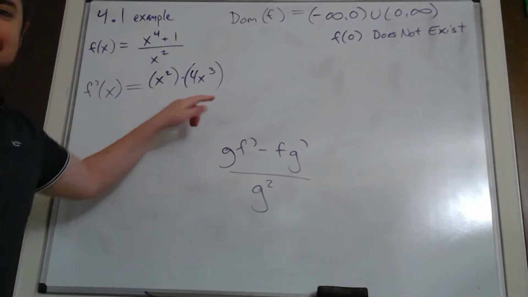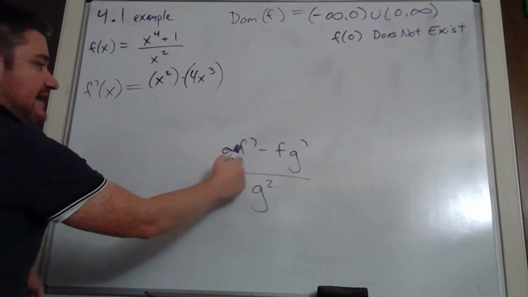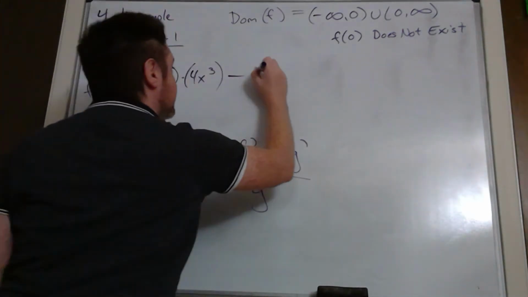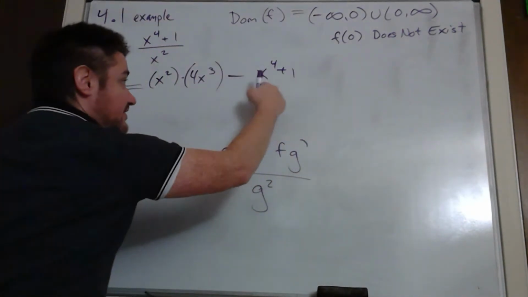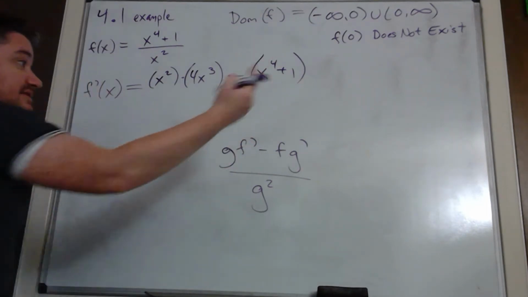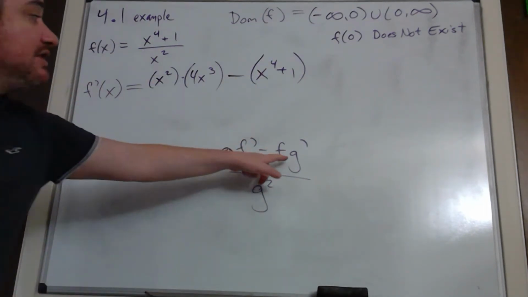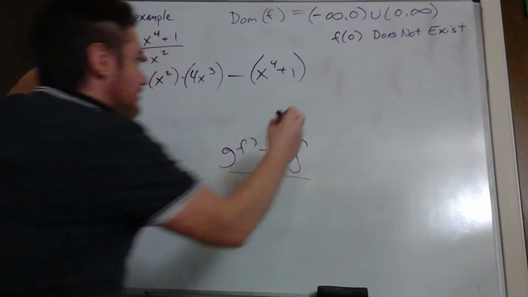None of those parentheses are necessary, but they're not harmful either. So I had g f prime minus the original top, x to the 4th plus 1. These parentheses are necessary now because of that plus sign. So when in doubt, just use them everywhere. Times g prime, the derivative of my bottom, which is going to give me a 2x.